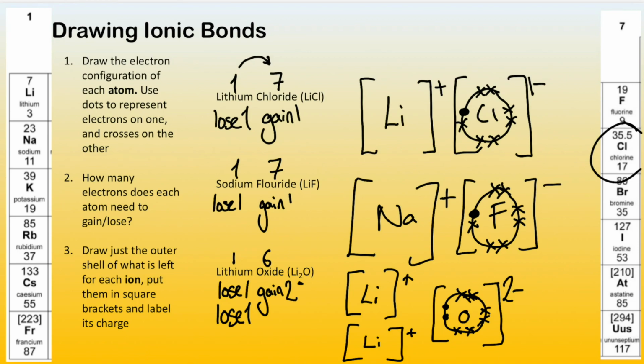Happy days. I hope you got that. If you didn't, go back and watch the tips on how to draw ionic bonds again, give them another try, and if you get it right, really good stuff. That's as complicated as they should get in the GCSE.